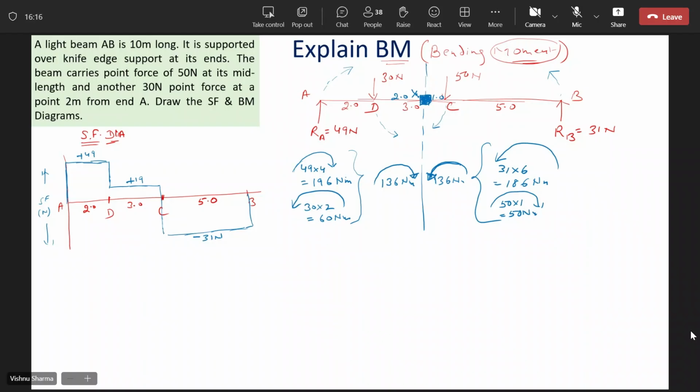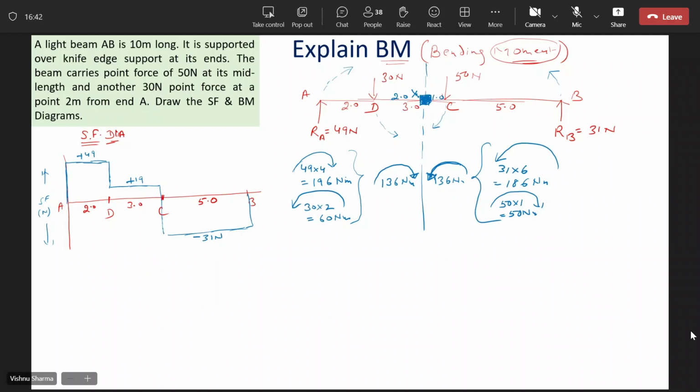Guys, something like this we had seen yesterday also when we were taking the algebraic sum of the forces. The algebraic sum of forces on both sides of the point came the same, only their directions were reversed. If it was upward on one side, it became downwards on the other side. And if it was downwards on one side, it was upward on the other side.